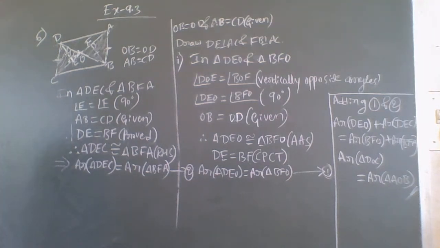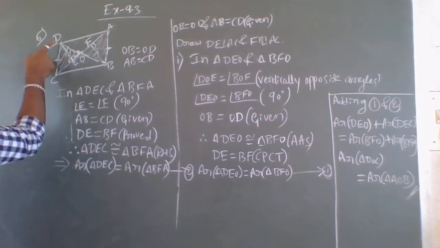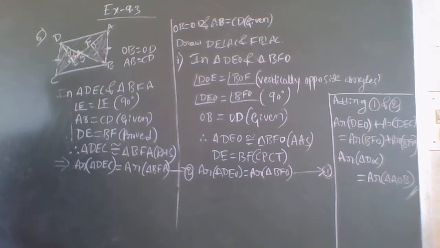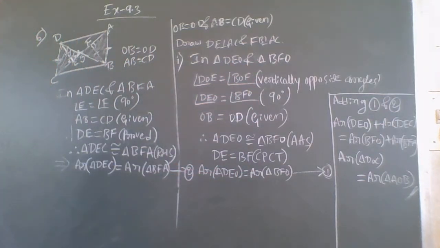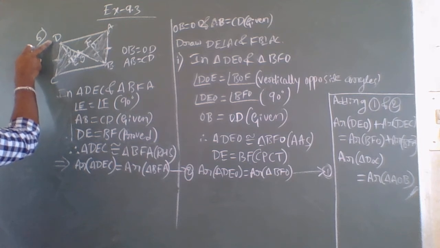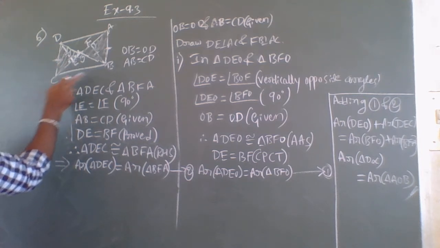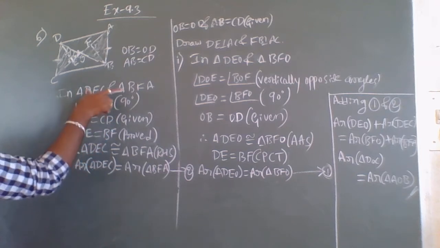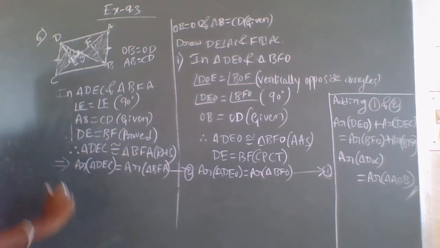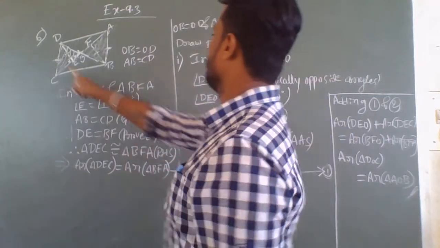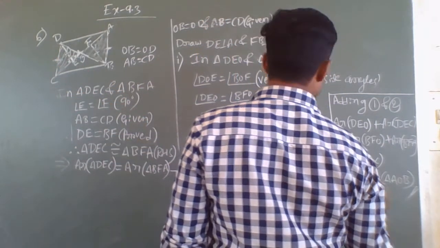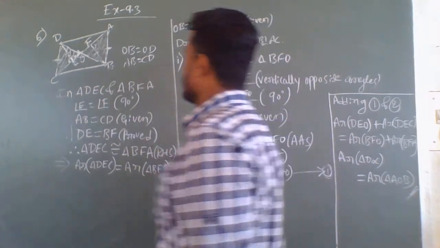So what we did here: we considered first these two triangles DEO and BFO. First we proved these two triangles are congruent to each other. If these two are congruent, then they are equal in area. Next we considered the remaining triangles, DEC and BFA. When we proved these two triangles are congruent to each other, they are equal in area. Then we added equations 1 and 2, so that we get area of triangle DOC equals area of AOB. This is the first question.